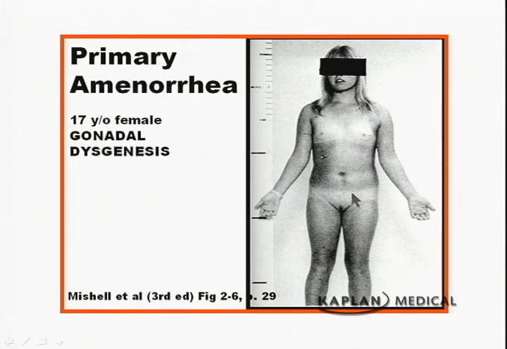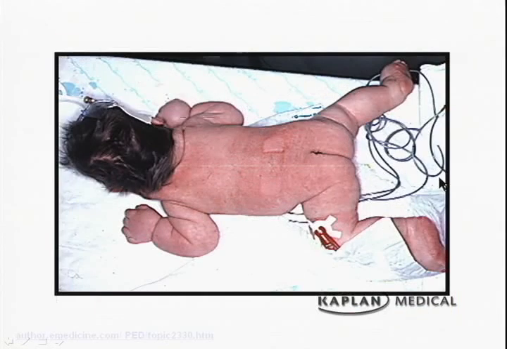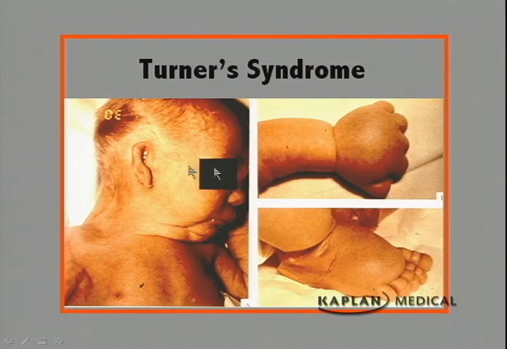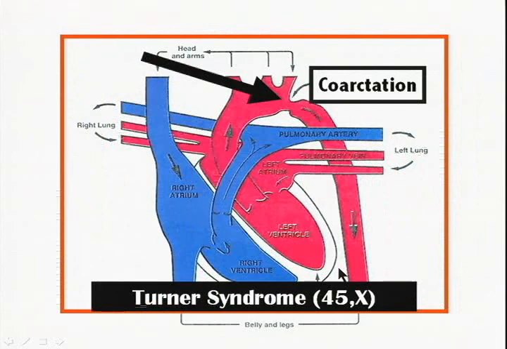Absence of secondary characteristics. Why is there no secondary sex characteristics? Because there are no follicles in the ovaries. Notice the increased skin fold thickness here. One of the anatomic things we look for on ultrasound is increased nuchal skin fold thickness. The lymphedema that you see is very common in Turner syndrome. You can see the edema of the hand. You can see edema of the foot.